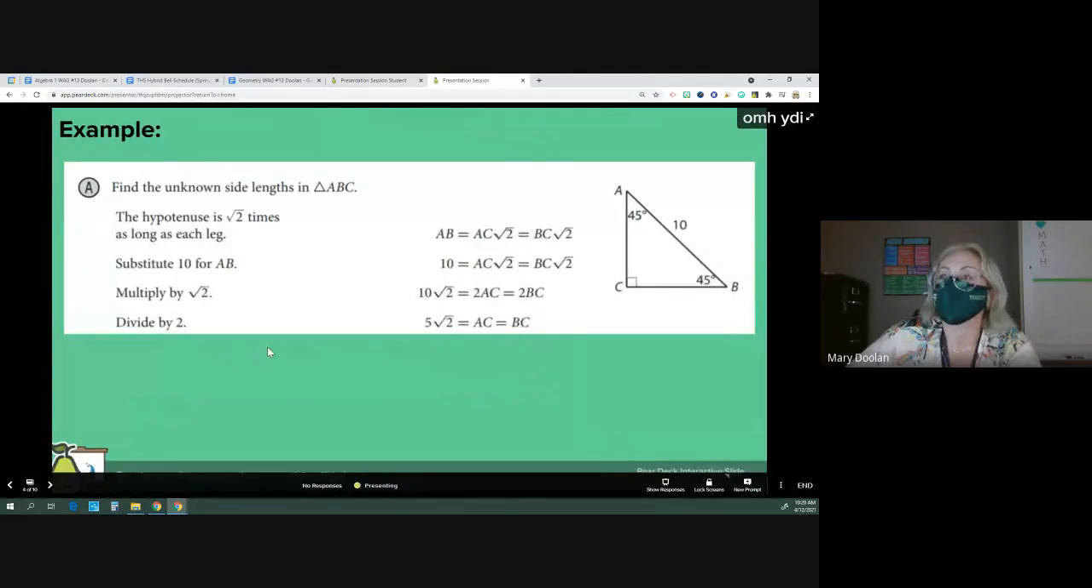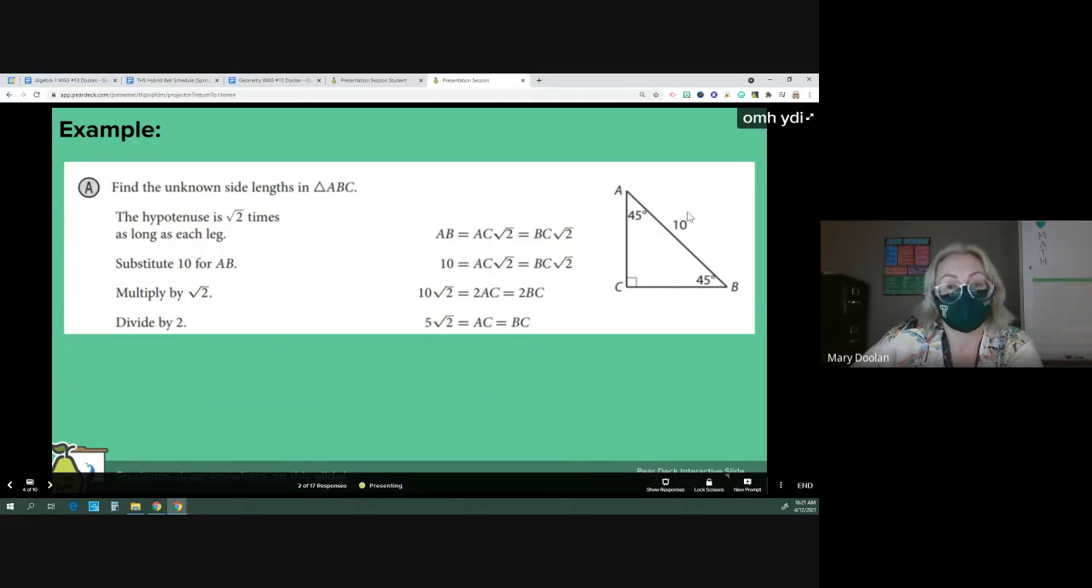Okay, so this first example, I'm just going to kind of explain it to you. It says, find the unknown side length in triangle ABC. So over here is triangle ABC. And we can see that it has a right angle. We can see that the 2 acute angles are both 45 degrees. So this is an isosceles right triangle. And when you have an isosceles right triangle, there's a relationship between the hypotenuse and the leg length. And that relationship is that the hypotenuse is the square root of 2 times as long as each leg.